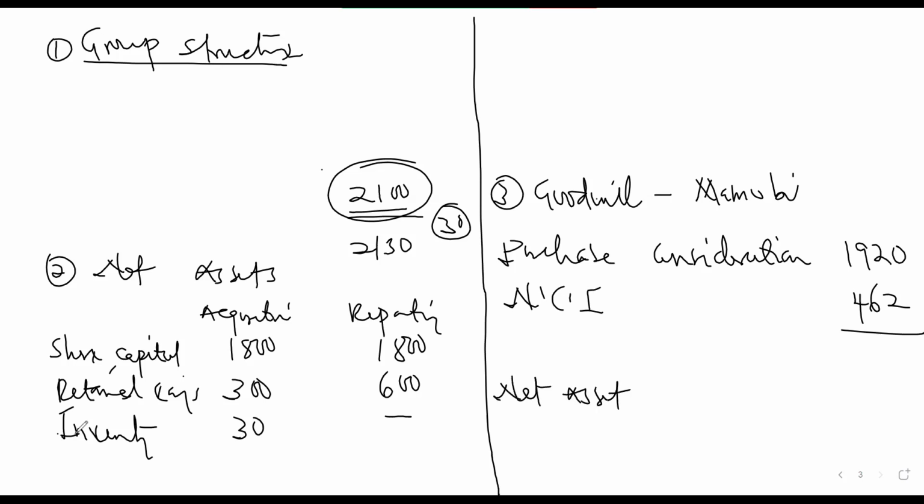Please, which line is the purchase consideration? I can't locate it. Go to the statement of financial position, investments. You see Mamobi first and Tesano.